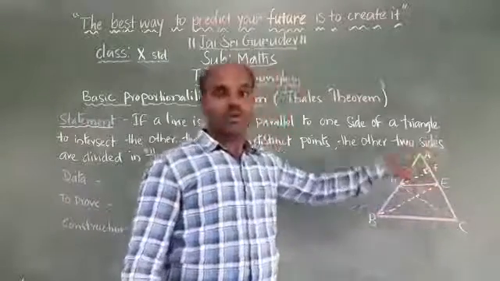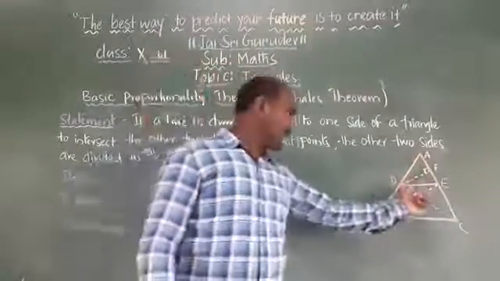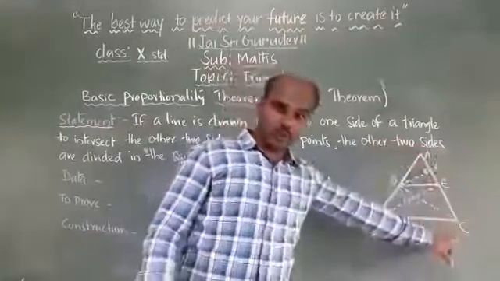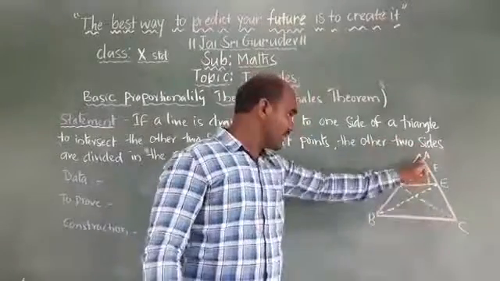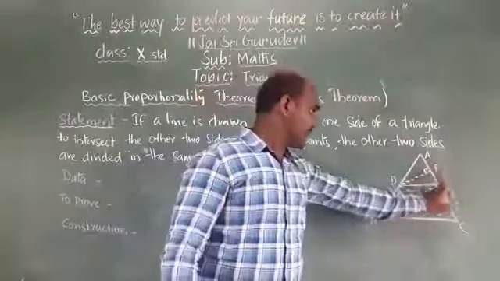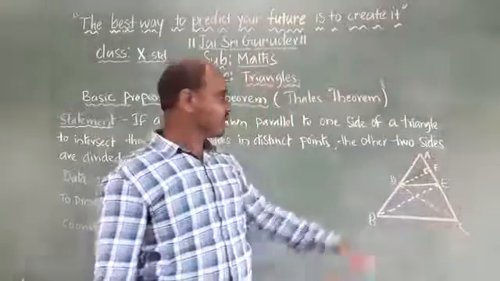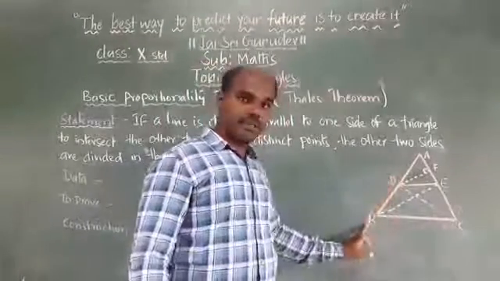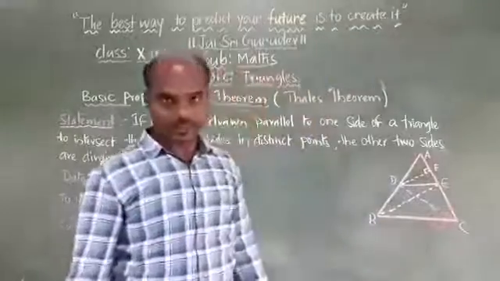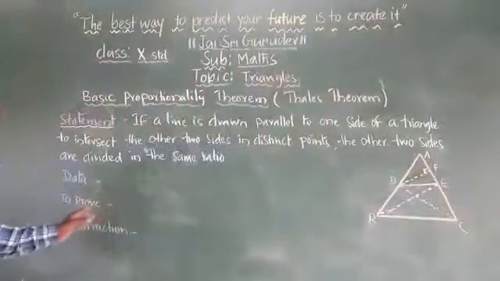Next, this is the given statement. What we want to prove is that DE divides the other two sides in the same ratio, that is AD by DB is equal to AE by EC. We want to prove that. Now first, we have to write the given data.